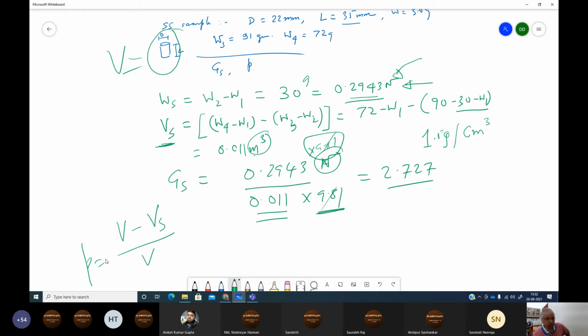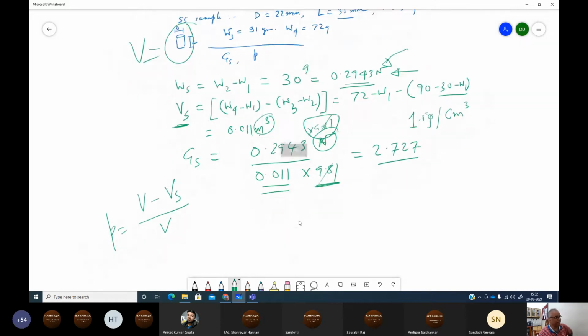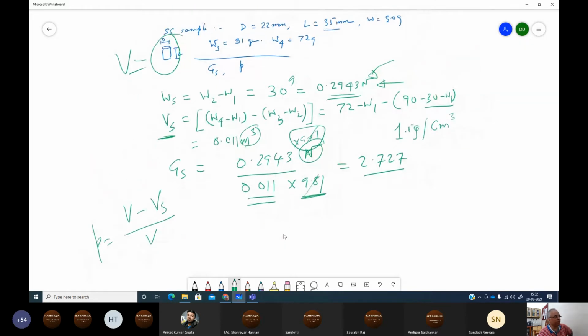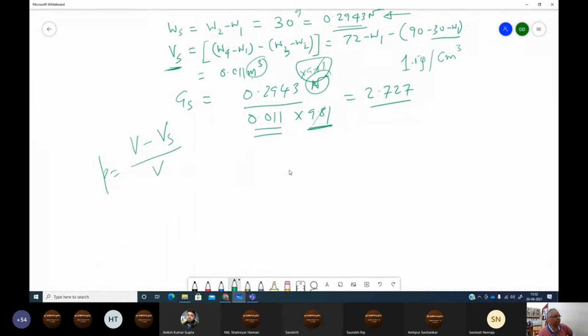So is this clear? Or is there any confusion? I think there are many problems given in the exercise of this book. So you should solve them. Otherwise, the concept will not be clear. Okay. Now I go to today's lecture.